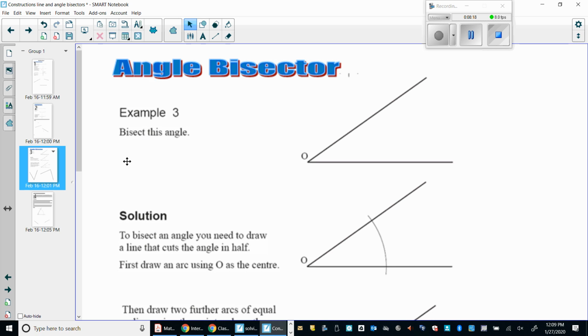What do we think we're then going to do? Go to the other arm and do the same thing, and those 2 points will have met. You're then going to draw a line from this point back down to the vertex. And that will have cut that angle in half. Okay?